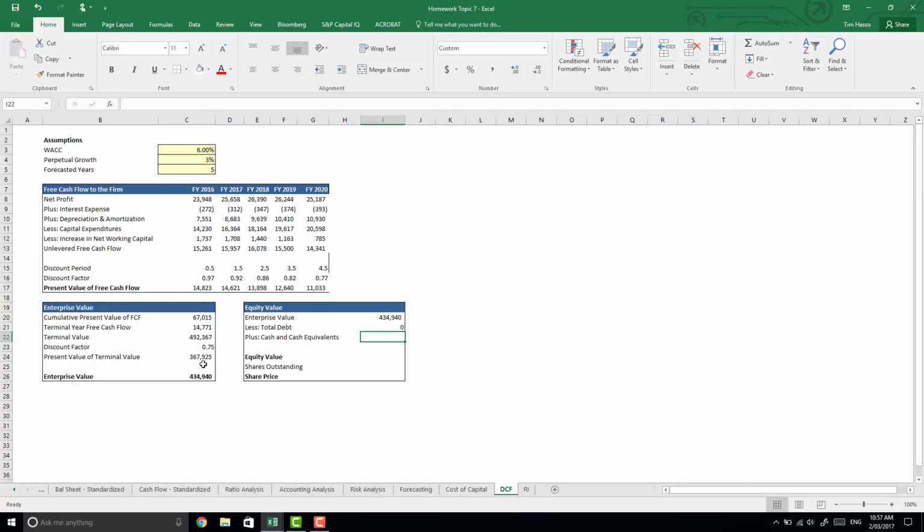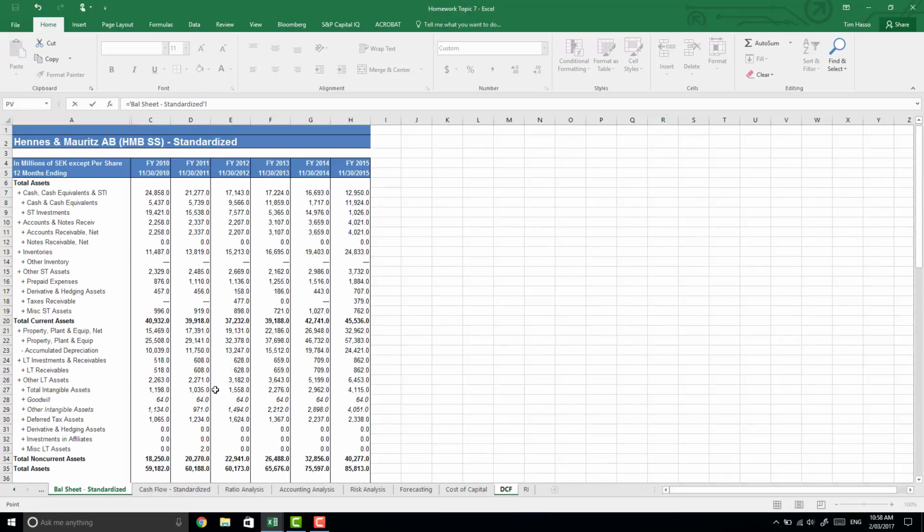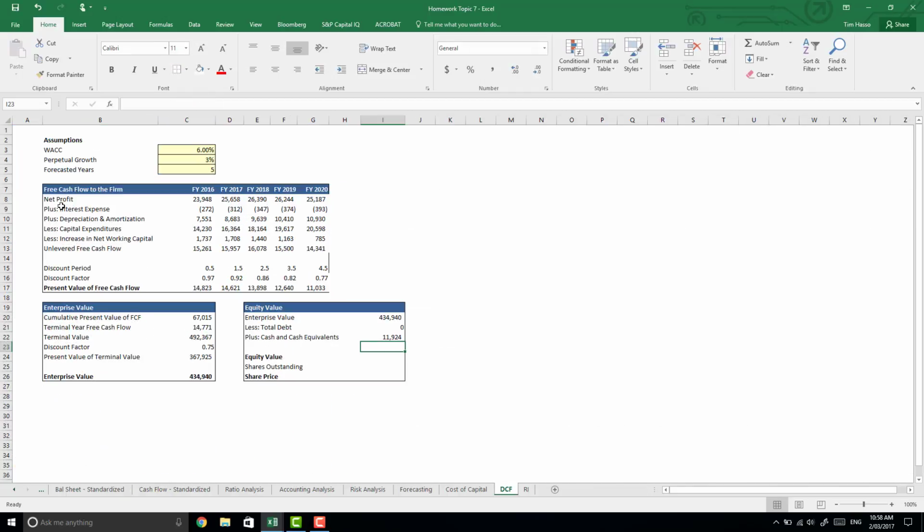We also need to add back some cash. So any cash or cash equivalents are effectively something that, I guess, increases the equity value. So in cell H8, we have a row called cash and cash equivalents. So I've referenced that, and that gives me my cash and cash equivalents. For the equity value, what you effectively do is you take the enterprise value, you subtract the total debt, and you add the cash and cash equivalents.